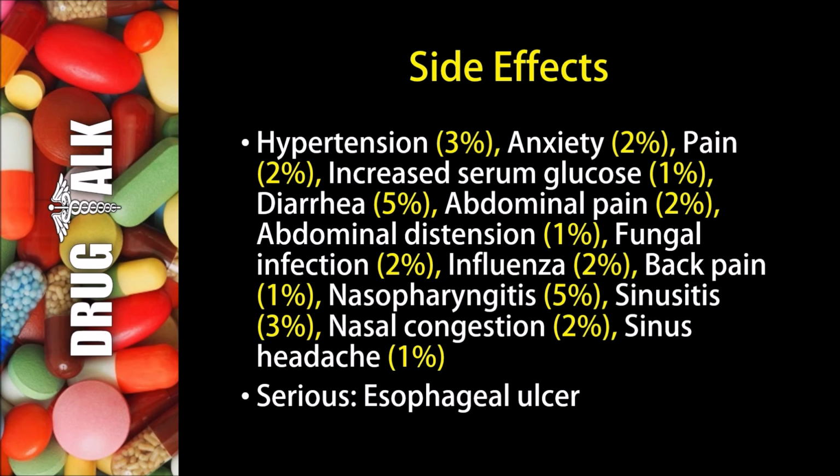A fungal infection may happen 2% of the time, and influenza may occur 2% of the time as well. 1% of patients may experience back pain, and 5% may experience nasopharyngitis. 3% may experience sinusitis, and nasal congestion may happen 2% of the time. A sinus headache may happen 1% of the time. Now, a more rare but serious side effect would be an esophageal ulcer.